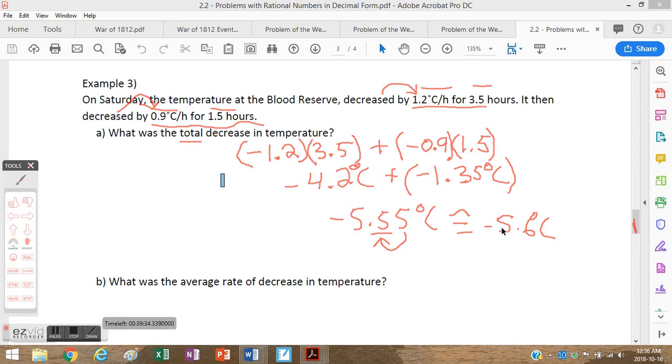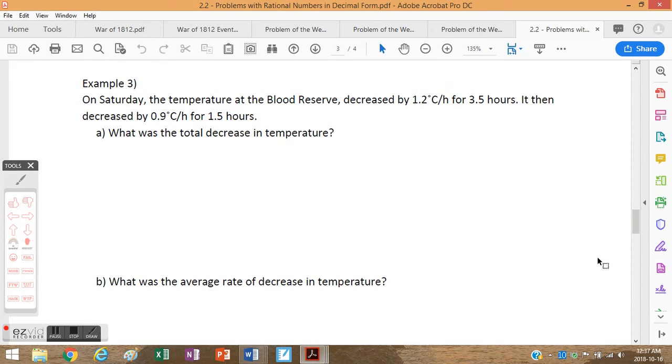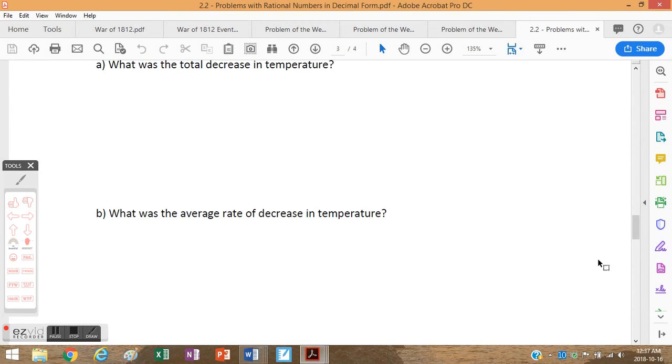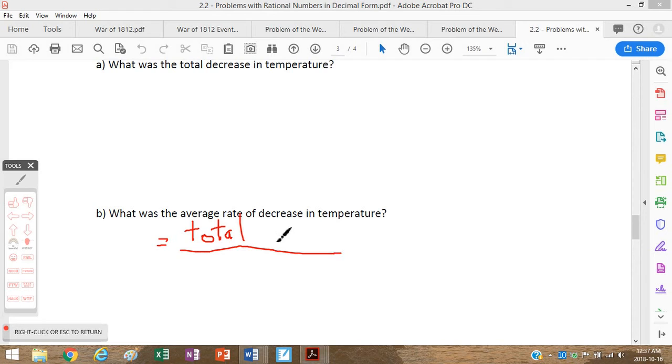Second part here, what's the average rate of decrease in temperature? And so in this case here, to figure out the average, equals total decrease. Let's go with, instead of total decrease, we'll go with total change. This is the messiest writing ever. Divided by the total time.